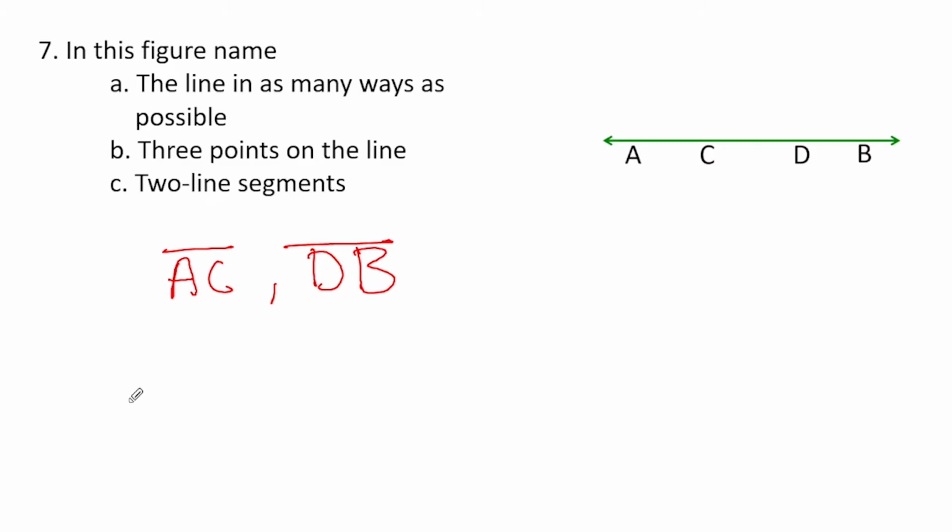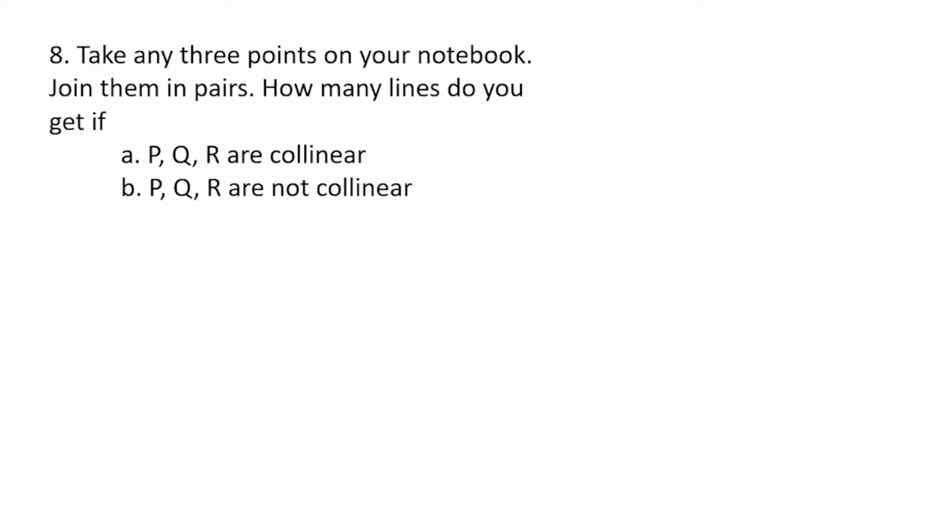So these are the 2 line segments. Let's move on to the next question. The question is, take any 3 points on your notebook. Join them in pairs. How many lines do you get if P, Q, R are collinear, and if P, Q, R are not collinear?